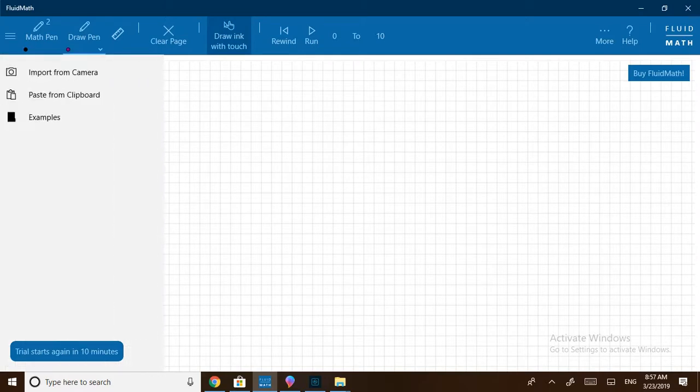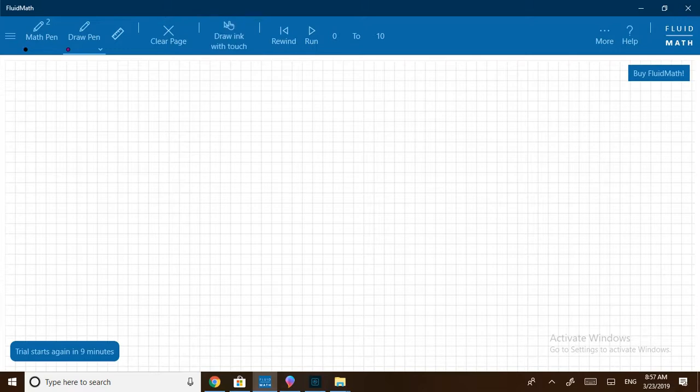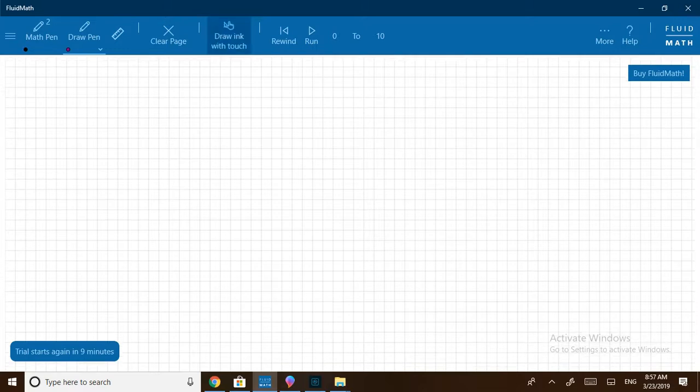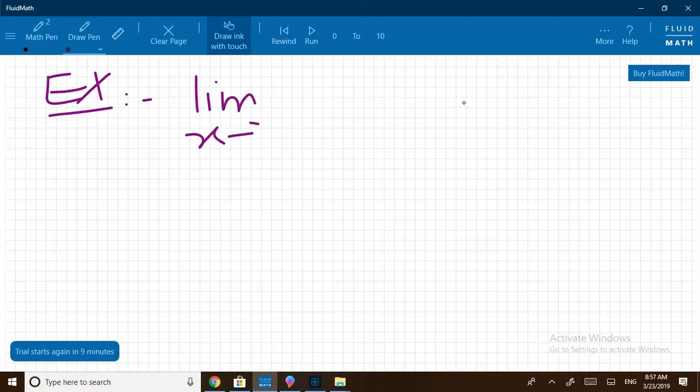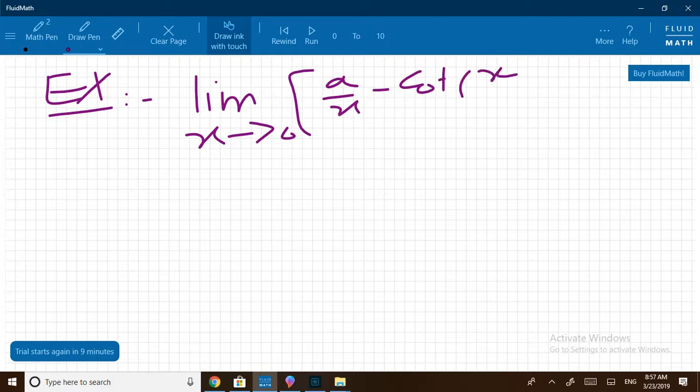Move to the next question. The next question is the limit as x approaches 0 of a divided by x minus cot of x by a.